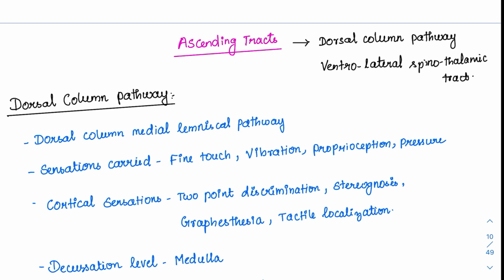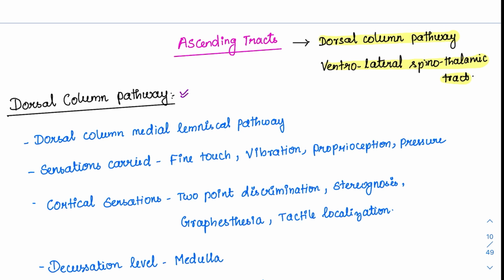So in the ascending tracts, there are two primary important tracts. One is the dorsal column pathway and another one is the ventrolateral spinothalamic tract. Both these tracts are very, very essential and they have been asked in MCQs with their respective syndromes. I'll tell you what the syndrome is also. So, coming to the dorsal column pathway.